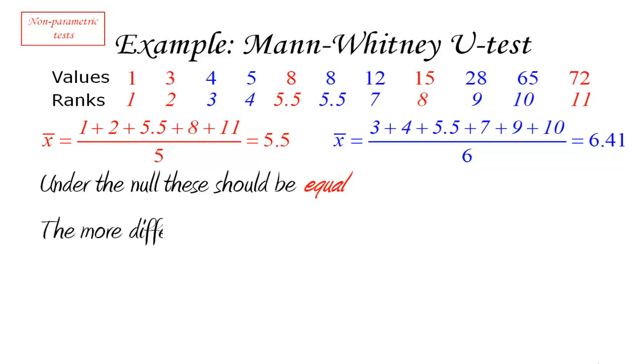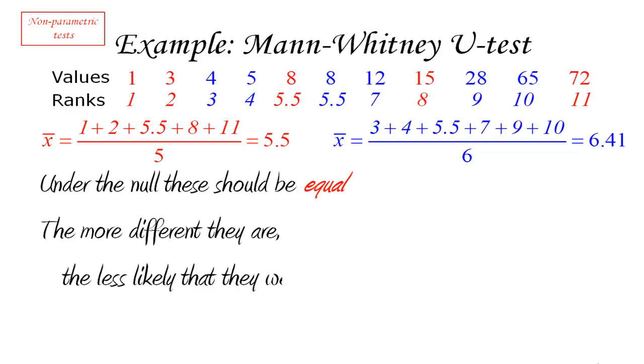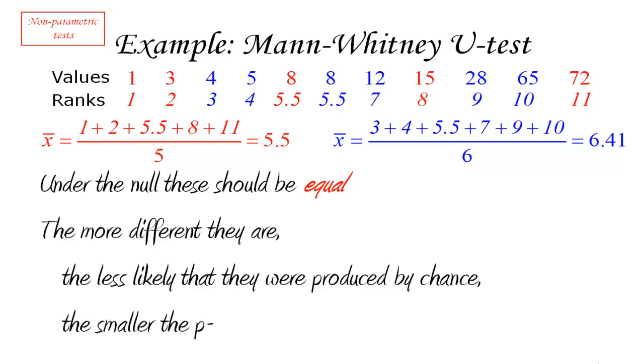So what we're going to do is look at how different they are, with the idea that the more different they are, the less likely it is that those two mean ranks were produced by chance alone, and therefore the smaller the p-value, and the more convinced we're going to be that the two samples come from populations with different averages. Okay, so that's the basic idea.